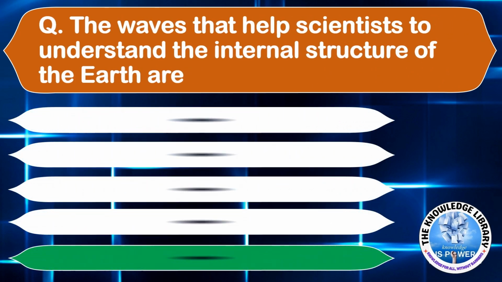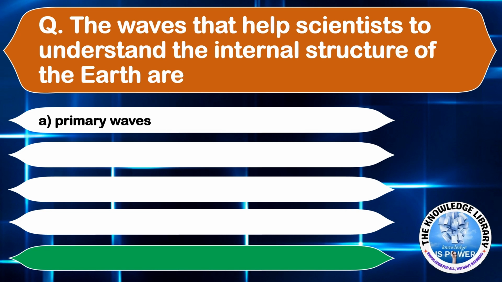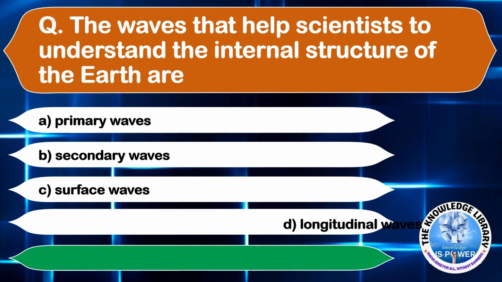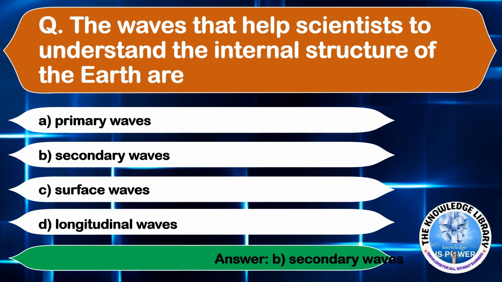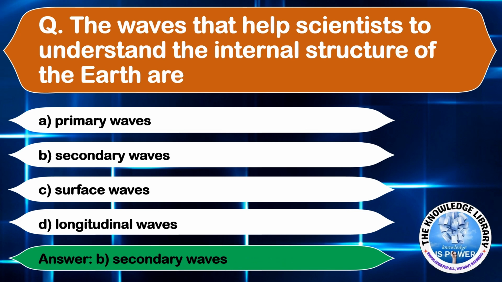The waves that help scientists to understand the internal structure of the earth are option A, primary waves. Option B, secondary waves. Option C, surface waves. And option D, longitudinal waves. The correct answer is option B, secondary waves. Moving on to the next question.